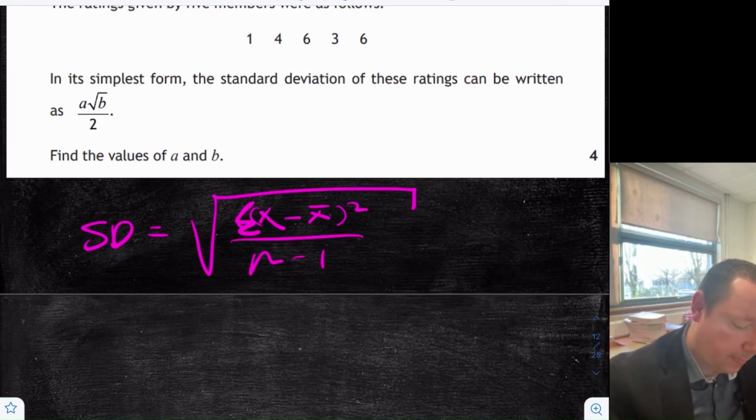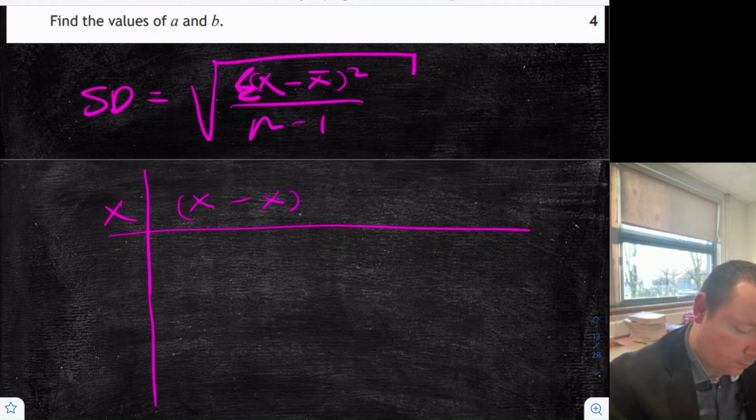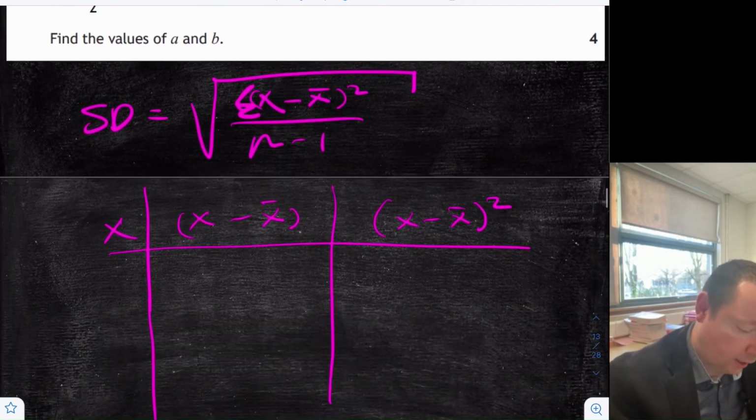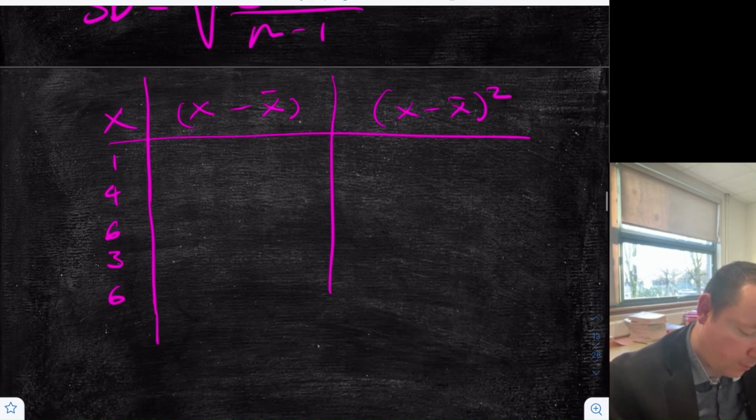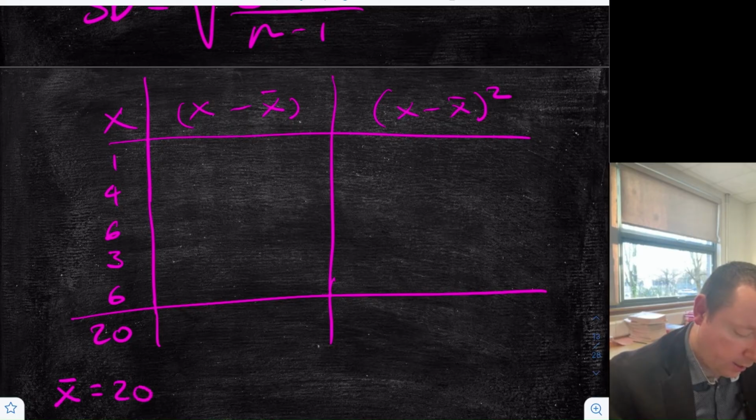That's a little bit messy. But our table, if you recall, is always the same. X, x minus x bar, and x minus x bar again, squared, all from the top. And we can write down our numbers, 1, 4, 6, 3, 6. We add them up at the bottom. So being very careful, 6, 7, 8, 9, 15, 19, 20. So our total is 20, which means our mean is 20 divided by 5, which is 4.